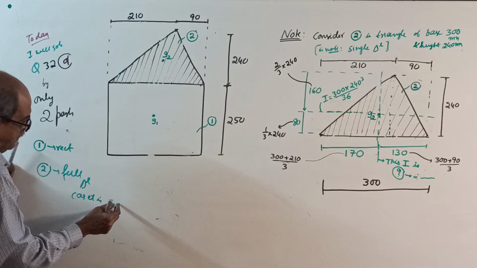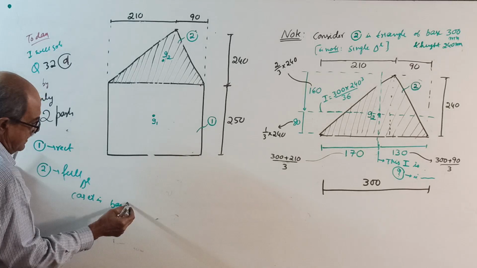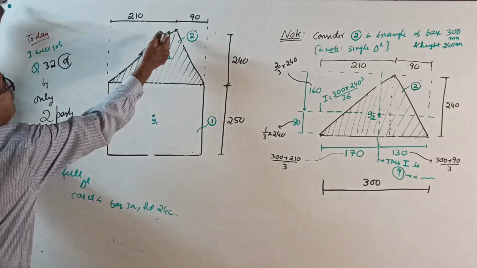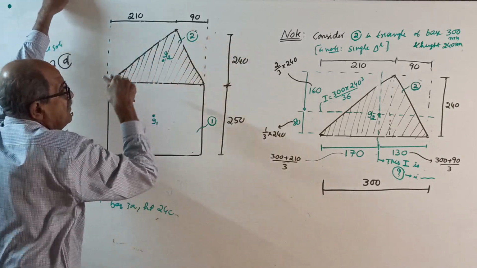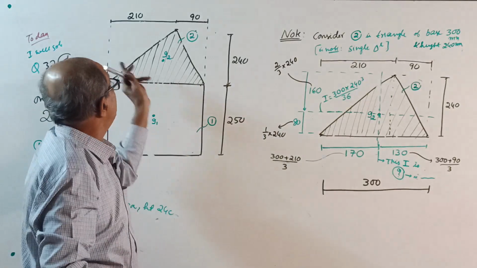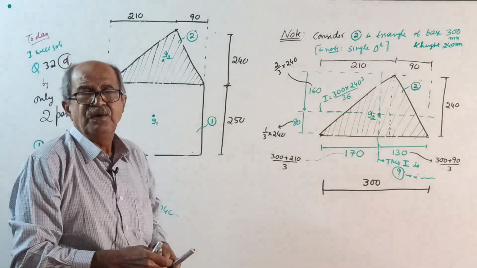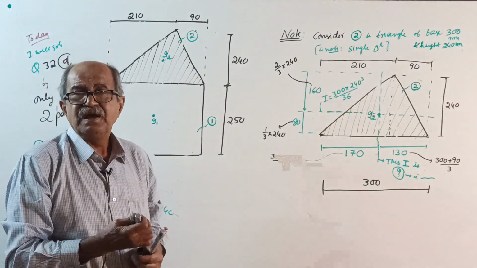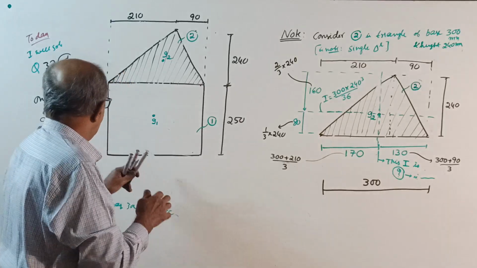that is base of 300, height of 240, with offset of 210 and 90 for this question. Next question, 90 and 210. Okay, I'll solve. But remember, there is a problem. Confusion will come. Now, one more thing.